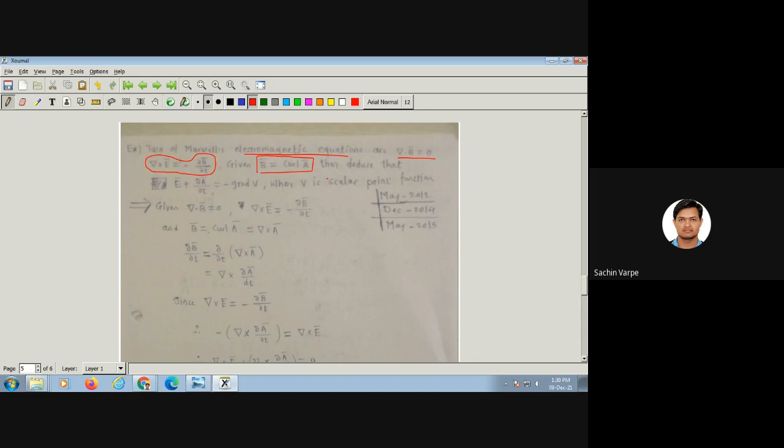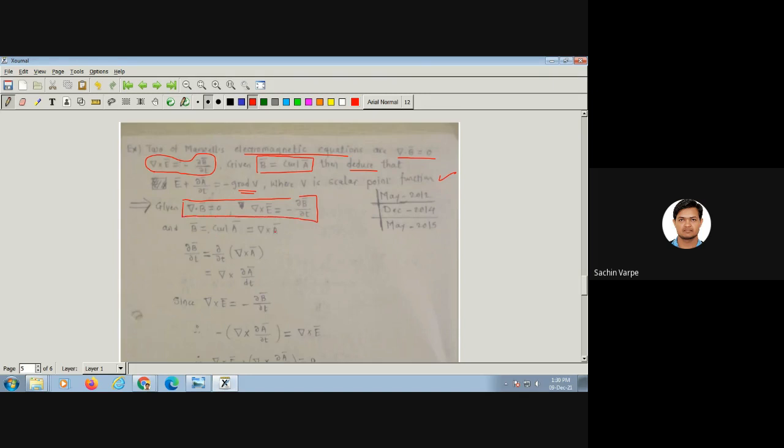Then with these given things, deduce that E bar plus ∂A bar/∂t is equal to minus gradient of V, where V is the scalar point function. Okay, so let us write the given things. These two things we have given.